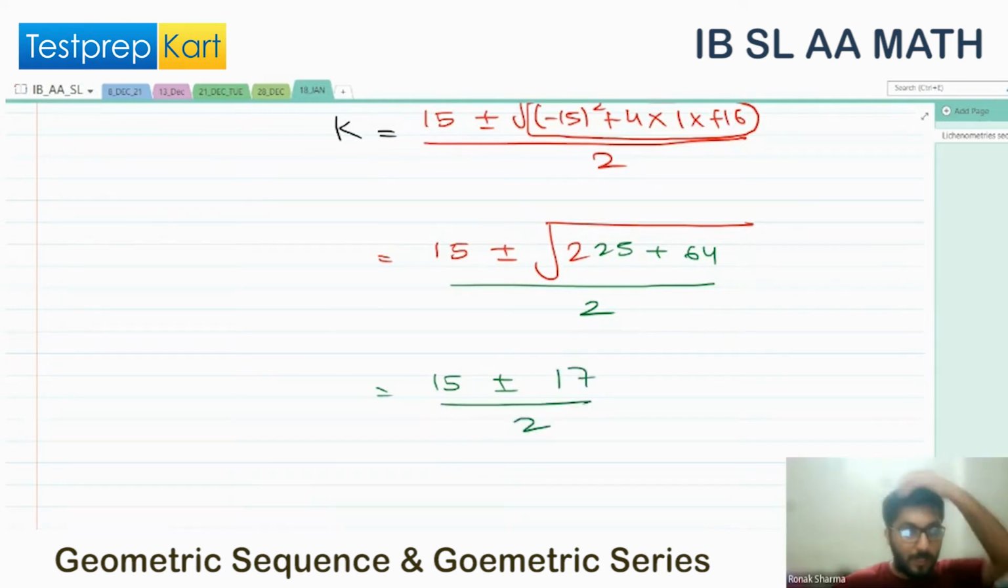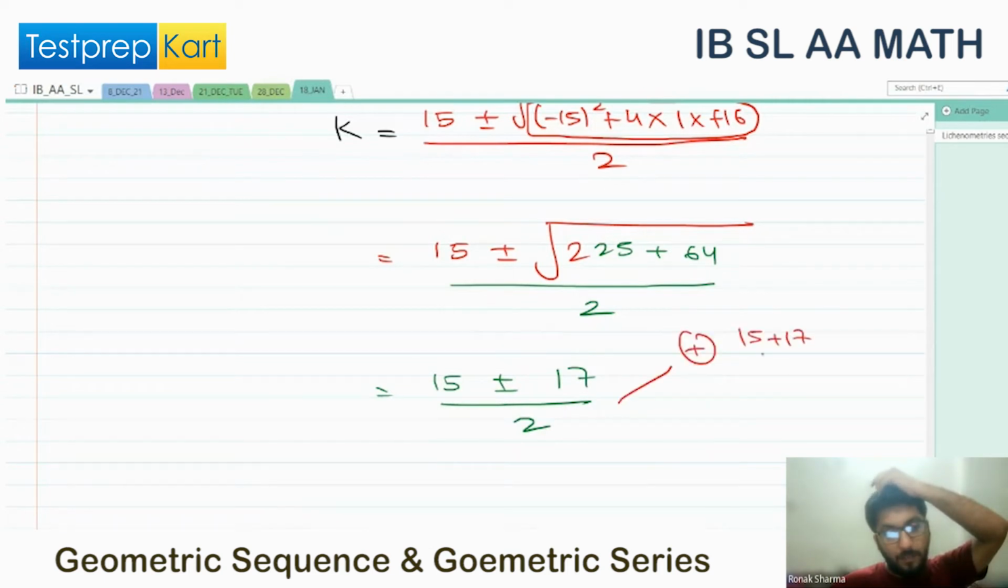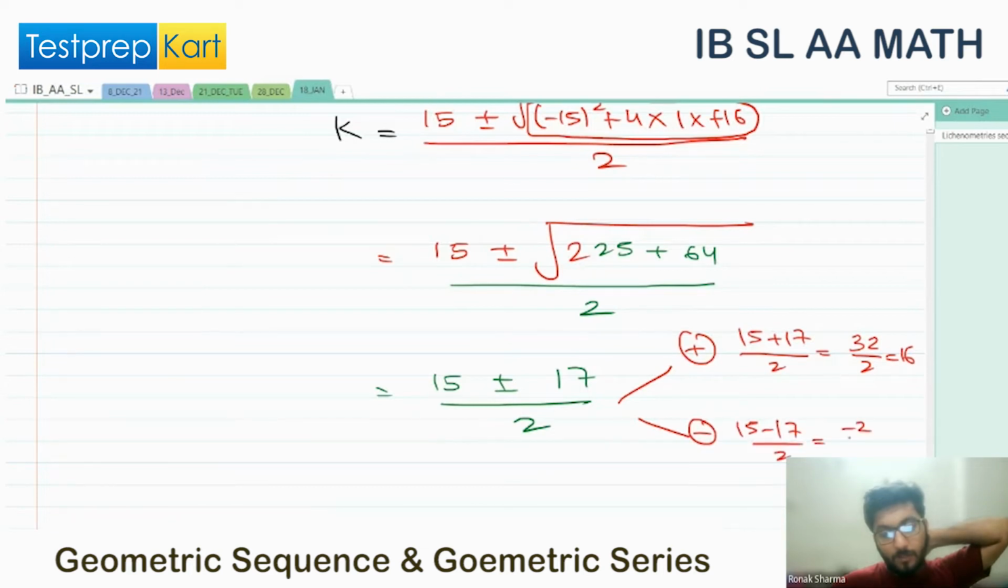Now we need to take plus and minus. If we take plus, 15 plus 17 by 2, that will be 32 by 2, that is 16. And negative, so 15 minus 17 by 2, that will be minus 2 by 2, so that will be negative 1. So we are having two values of k, that is 16 and negative 1. Got it?